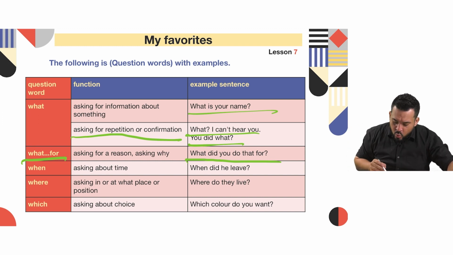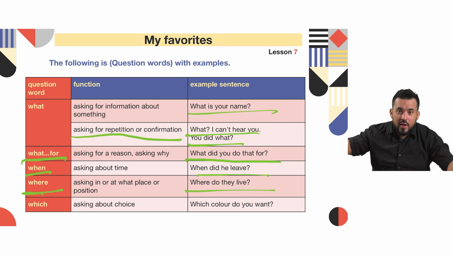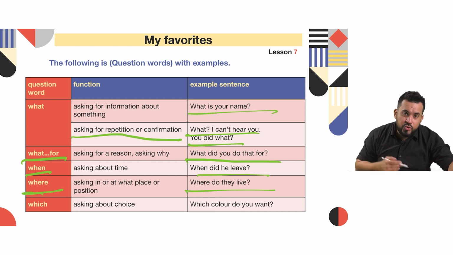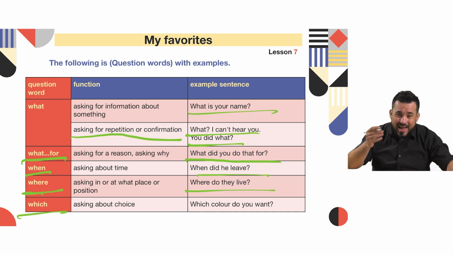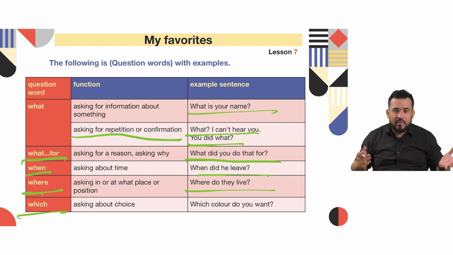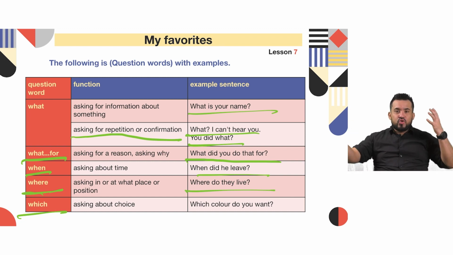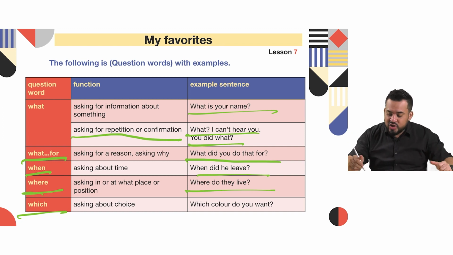When is used to ask for time. When did he leave? Or when did she come? Or when did you go? To ask about the time. Where is to ask about a place or a location. Where do they live? Where do they go to school? Where do they play football? So we ask where for location. Which, we use it to ask about a choice. Like, which one do you like? Which one do you prefer? Which one are you gonna buy? Which is to make a choice between things. Which color do you want?